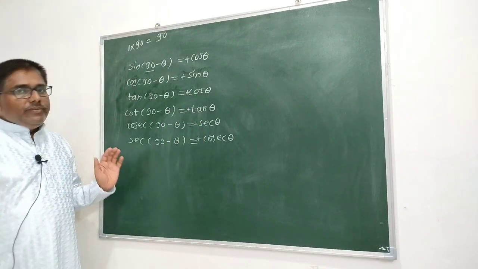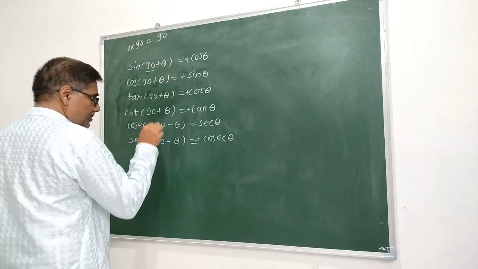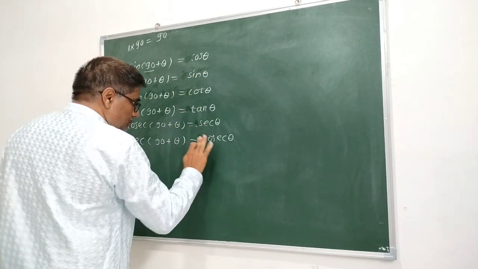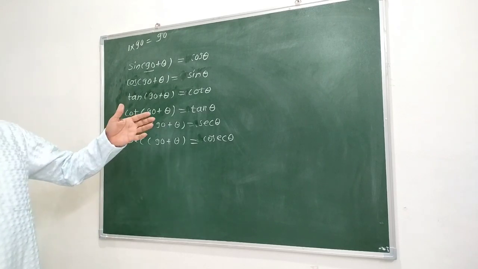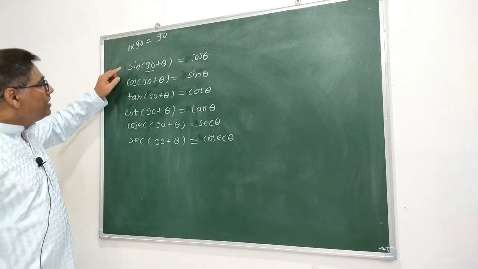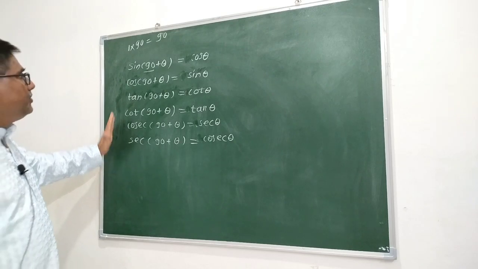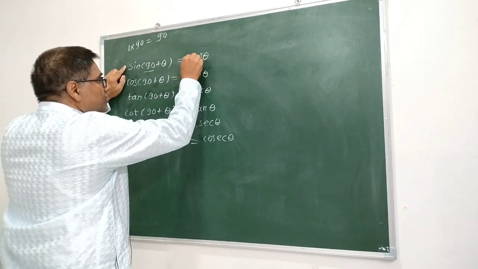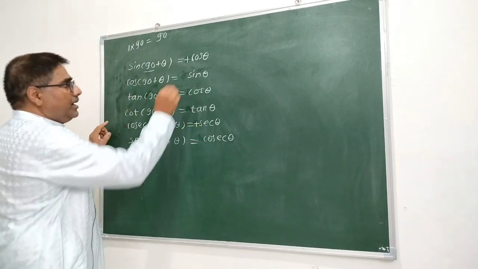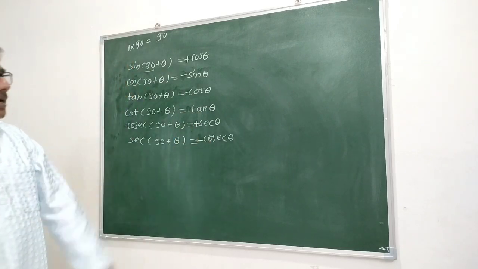Now, if you add something to 90, then what will happen? Now, 90 plus something means we will land in second quadrant, and in second quadrant only sine and cosec are positive and remaining four ratios are negative. Therefore, this will be plus cos theta, and this is plus sec theta, and remaining ratios will be negative.